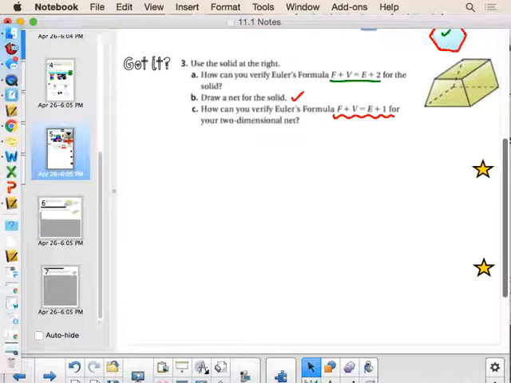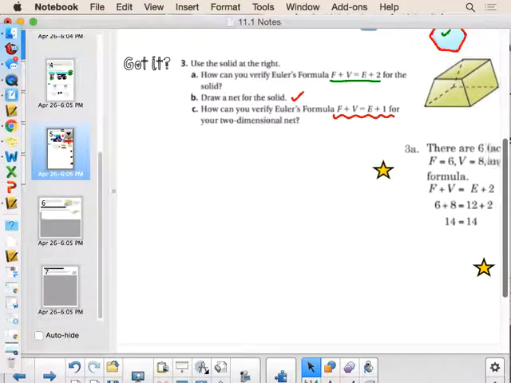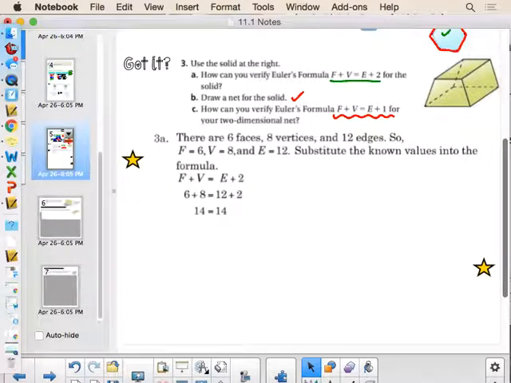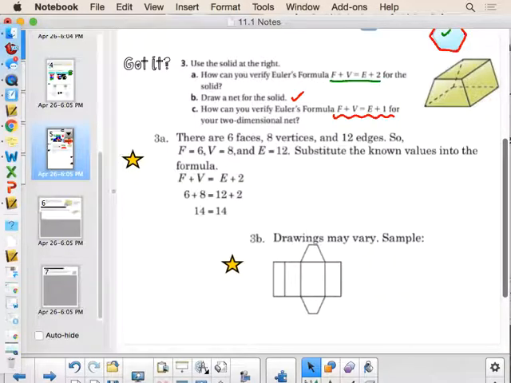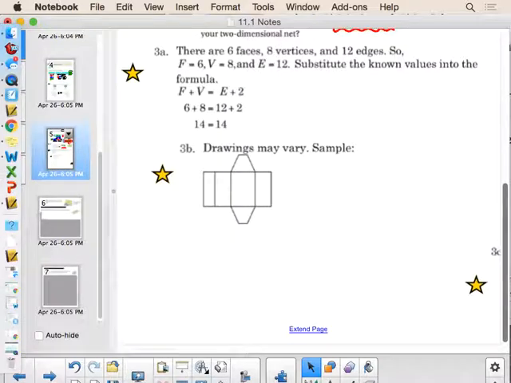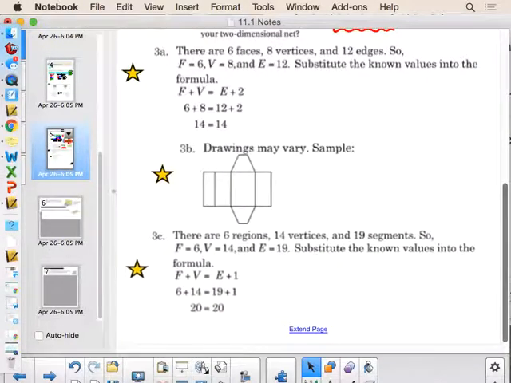Let's first check up your answer for A. Did you repeat the exact information from this previous example? All right, it might be helpful to verify your net. Your net could look like this. If you did not produce a net that is similar to this to produce the same numbers for F and V and E, please use this net because that'll help you verify in part C your answer.